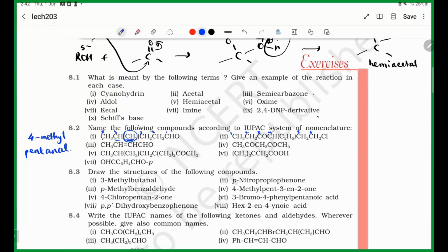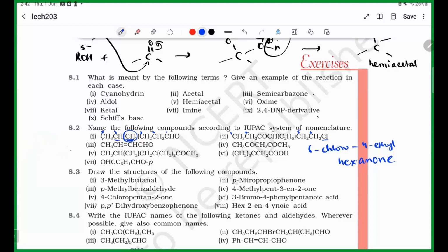1, 2, 3, 4, 5, and 6. So we have hex, right? Let us see where the substituents are. We have chlorine at the 6 position, so that's 6-chloro. And at the fourth position, you have an ethyl, 4-ethyl, right? Then you have 6 carbon atoms, so hex, and because it's a ketone, hexan-one. So that is the answer to the second question.